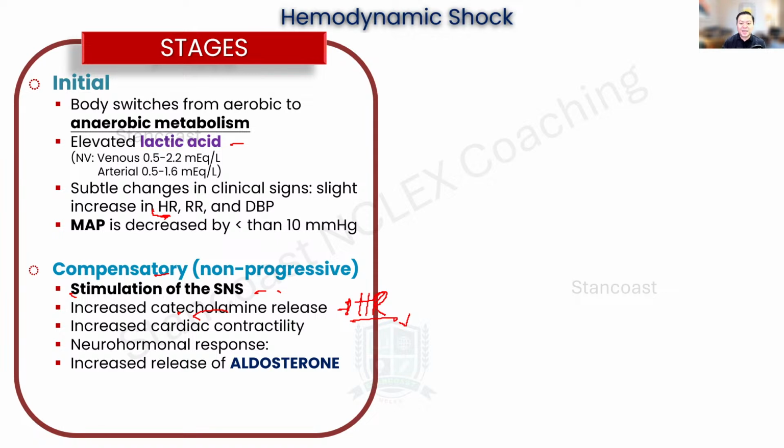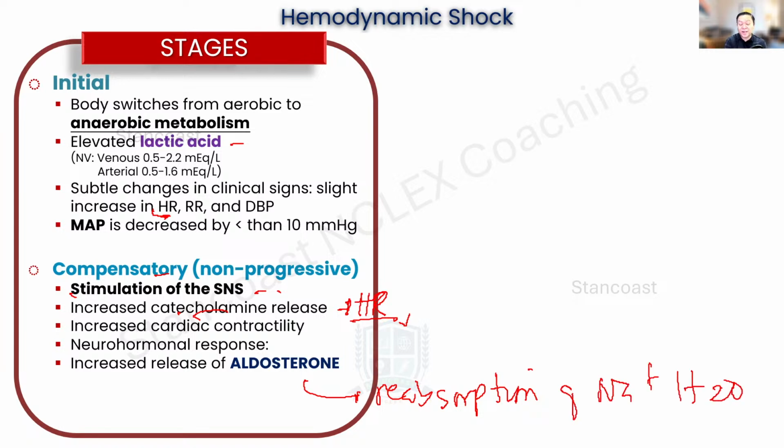So what do you expect if the aldosterone will be released? This can lead to the reabsorption of sodium and water. Sodium plus water. There's going to be reabsorption and retention of the fluid and salt in the body. Okay, retention of sodium plus water. So that is the end effect of the release of the aldosterone.